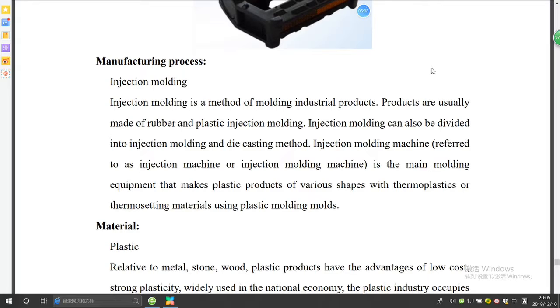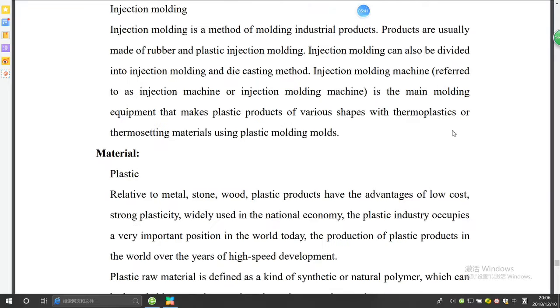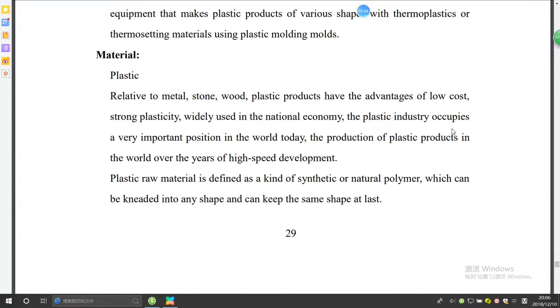Injection molding is the method for molding industrial products. Products are usually made of rubber and plastic. Injection molding can also be divided into injection molding and die casting method. The injection molding machine is the main molding equipment that makes plastic products of various shapes with plastic or small stacking materials. Use plastic molding models, and the material is plastic.